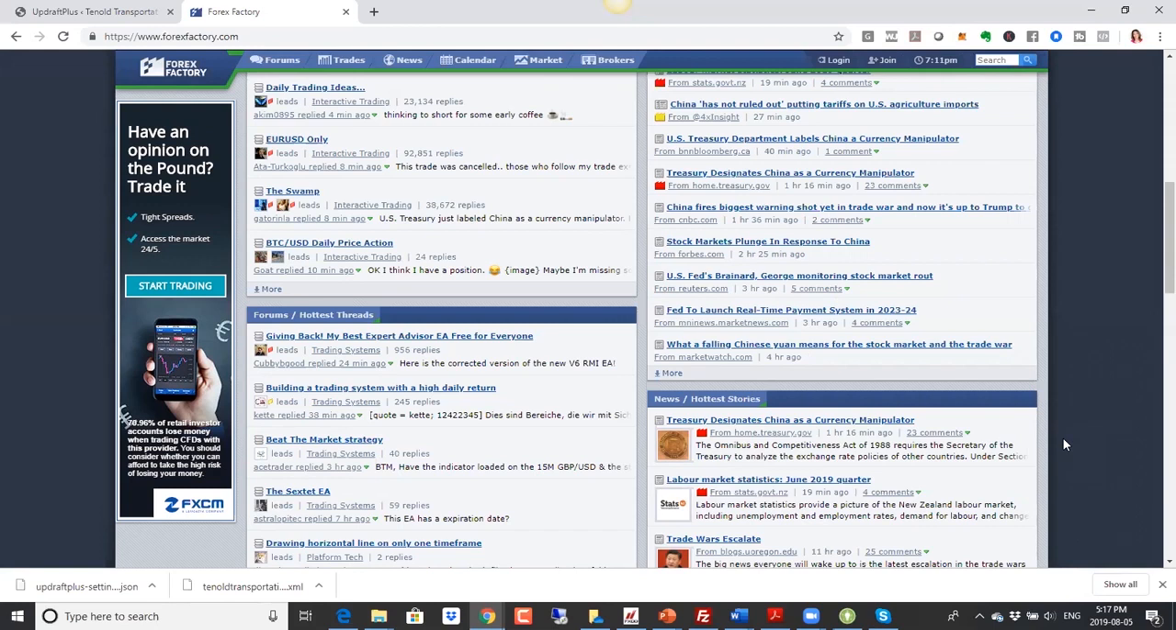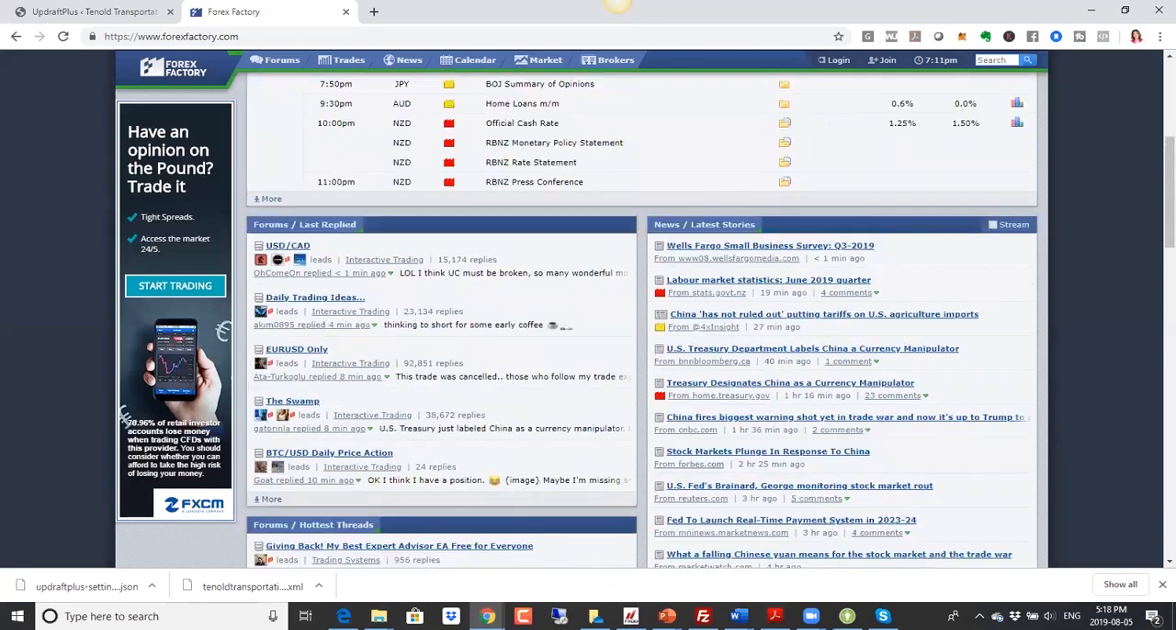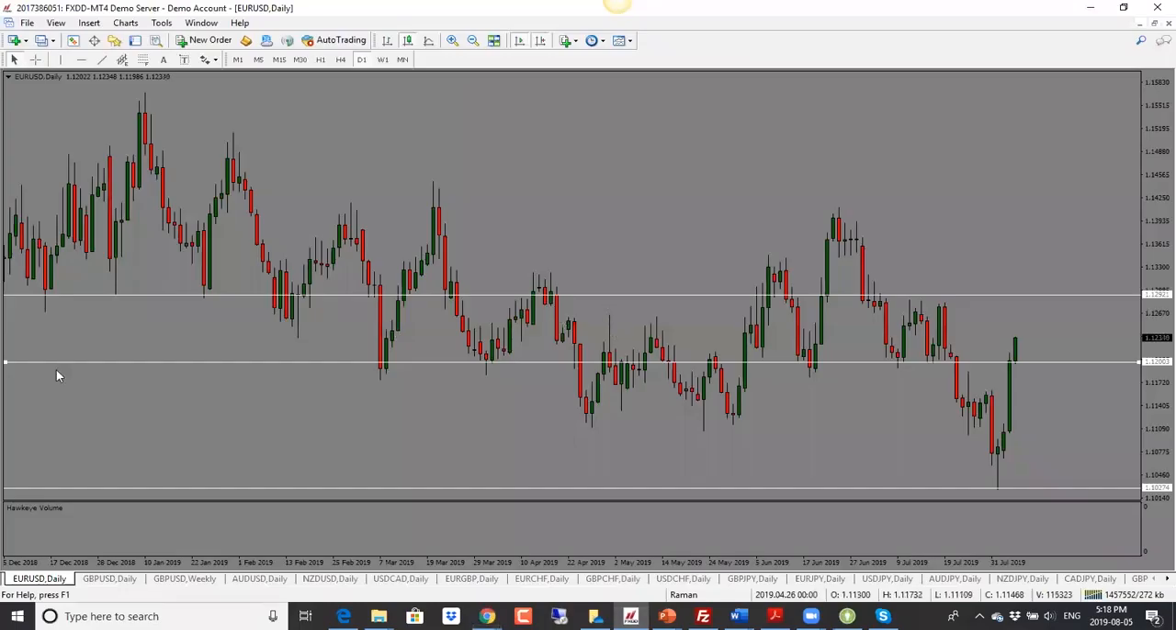Also keep in mind that in August, our liquidity is really low, which means that when the orders come into the market, they tend to move the market. So keep that in mind. So that's what we have from overall market perspective. So let's go on to our charts now.